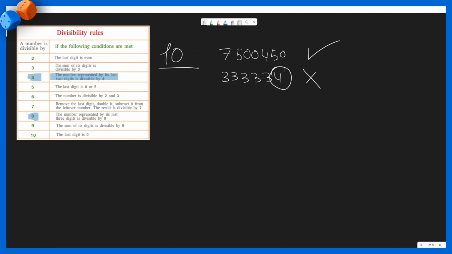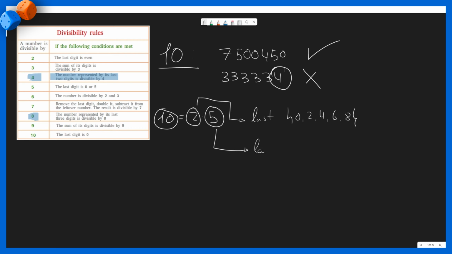However, if you want to know why this divisibility rule is, I'll show you in just 1 minute. 10 equals 2 times 5. So, if a number is divisible by 10, it must be divisible by 2 and by 5. The divisibility rule of number 2 was to have the last digit as an even number. So, the last digit must be 0, 2, 4, 6 or 8. Something similar goes with number 5. The last digit must be 0 or 5.